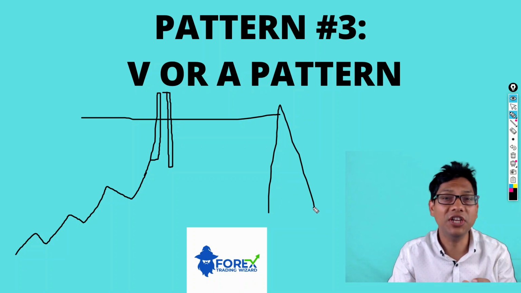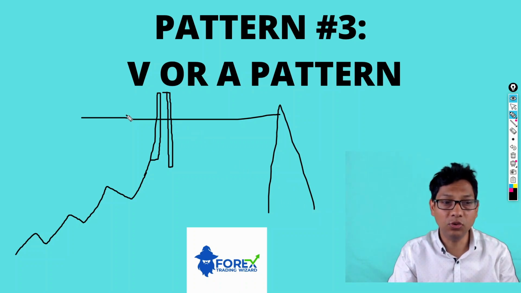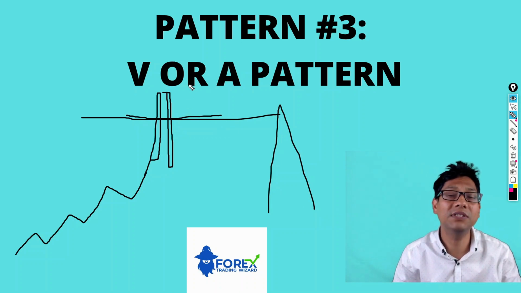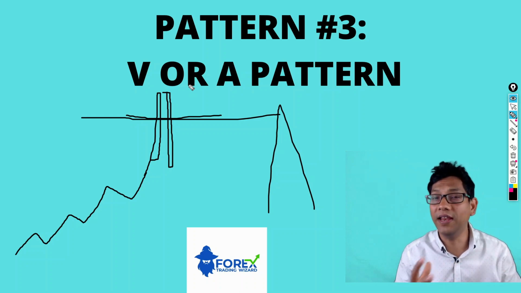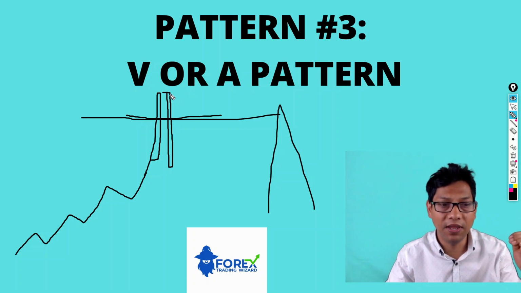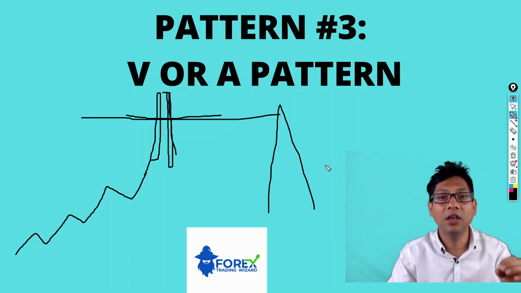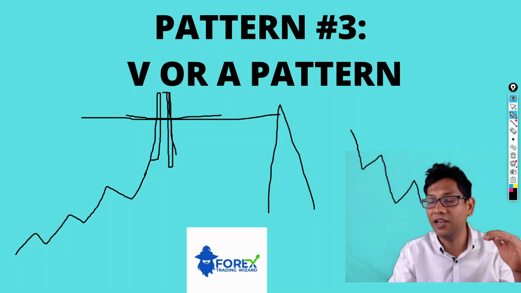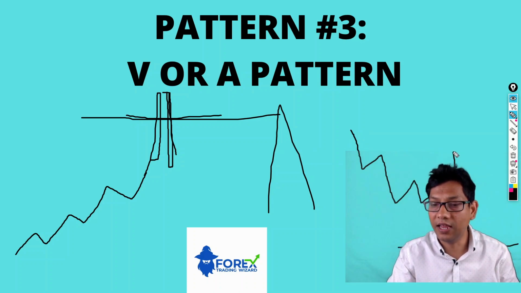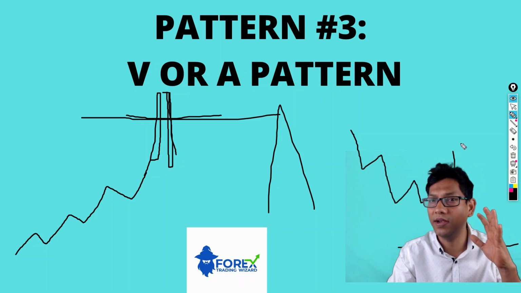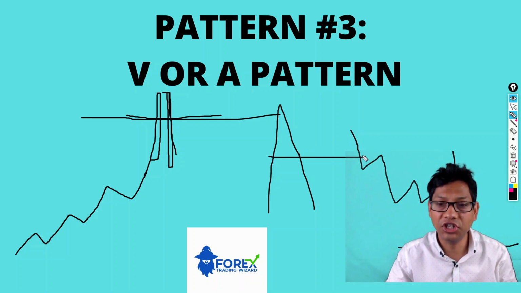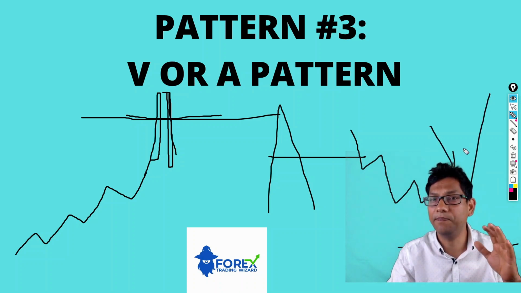So this A-shaped pattern is when you see a resistance hit by a big candle. This big candle means standing out from any other candle, and then immediately the next one returns back. So this is in the case of an uptrend, or in the case of a downtrend you see a big red candle hit this support and then immediately the next one went up. So this kind of pattern is what we call an A-shaped or V-shaped pattern.